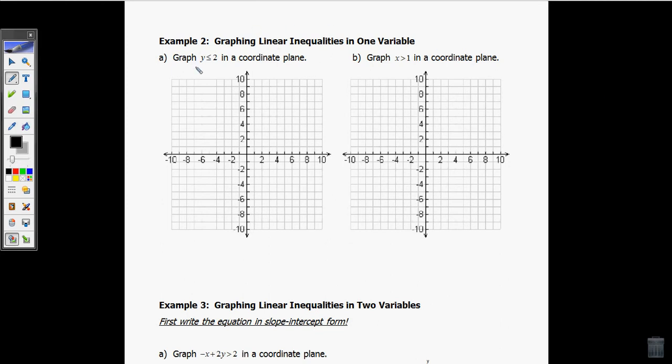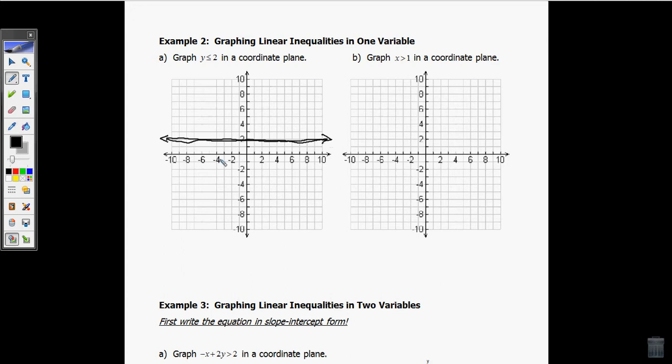Okay, first thing I want to do is graph y is less than or equal to 2 in a coordinate plane. Okay, that seems easy enough. So let's think about it first in terms of a linear equation, y equals 2. Well, I know that y equals 2 is a horizontal line, and I know that horizontal line is going to be at 2. So, horizontal line, that could have been more straight, but we'll let it go.